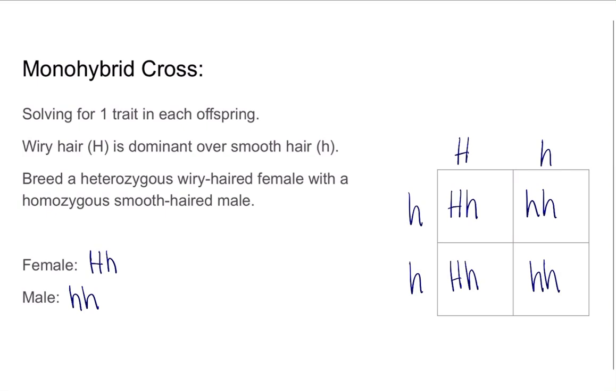And as we can see here, we have two heterozygous dominant offspring and two homozygous. So what this means is we're going to have two wiry hair offspring and two smooth hair offspring.